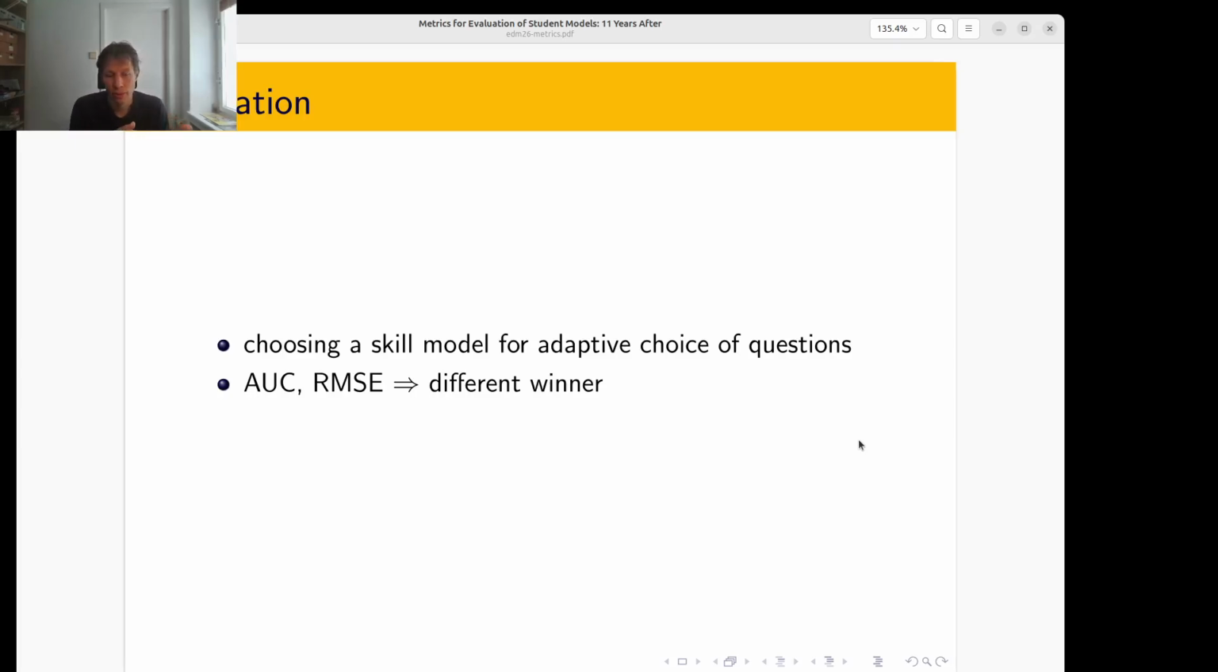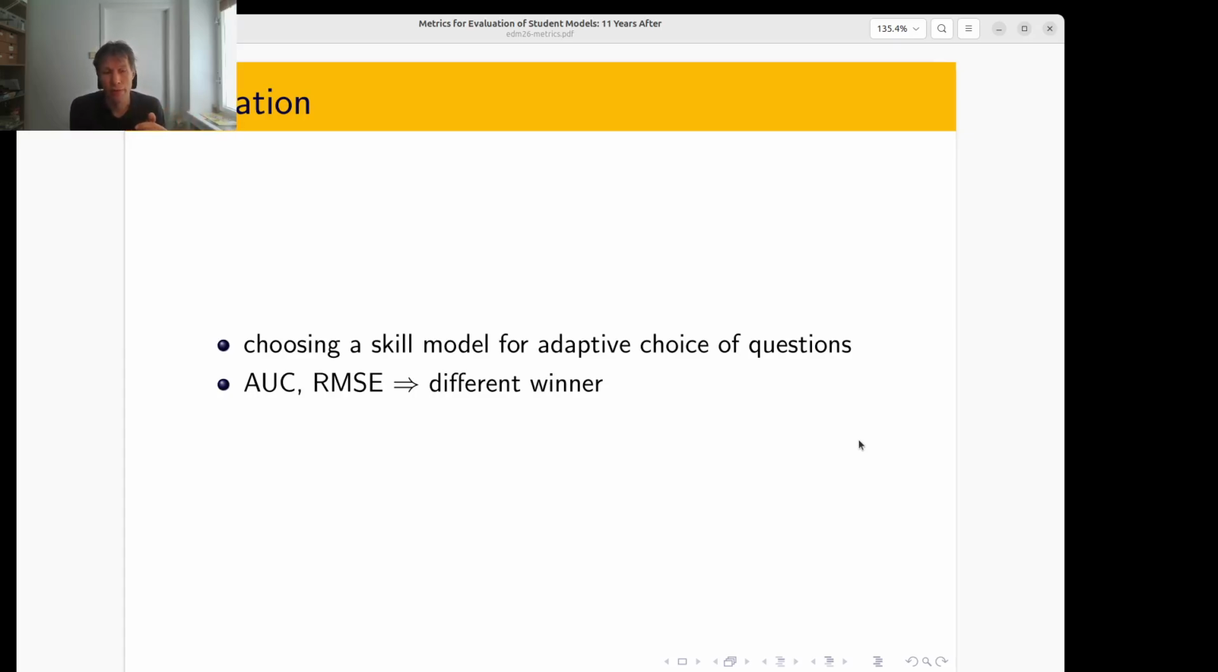I've been experimenting with skill models for adaptive choice of questions, and I needed to choose one of them for actual application, practical application in the product that we have been developing. Based on my familiarity with the research in the EDM conference, I knew that people have been using the root mean square error metric and area under curve metric, among other metrics, so I picked these two.